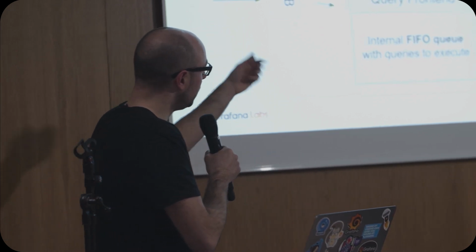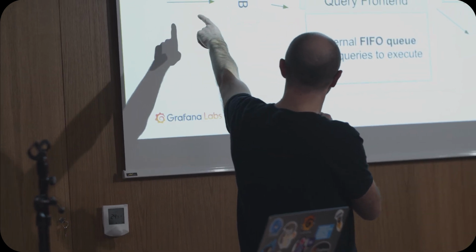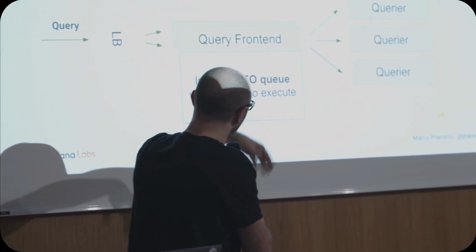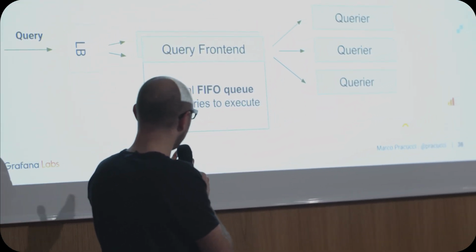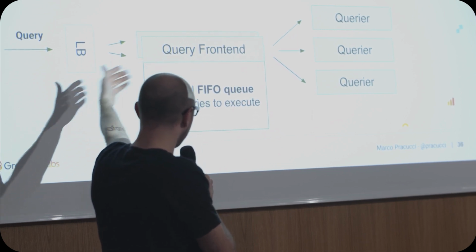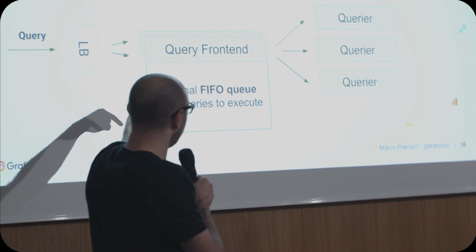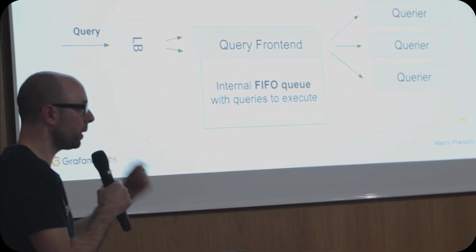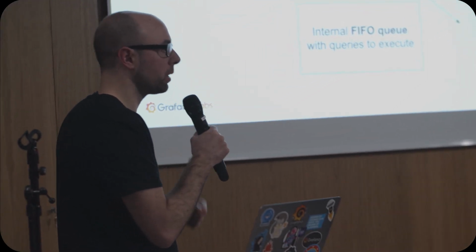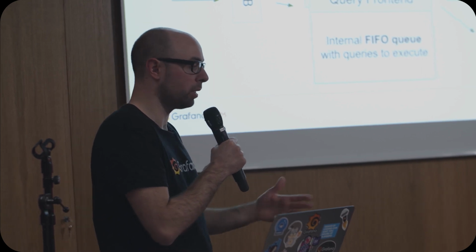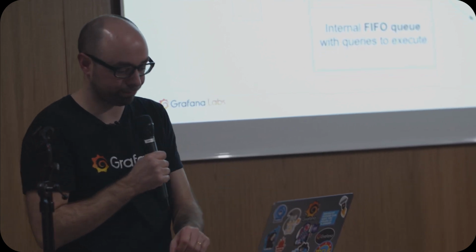The query frontend introduces a queue, an in-memory queue. When we send the query, the load balancer balances across multiple query frontends for high availability purposes, and the query frontend puts the received query into an internal queue, and then the querier, when it's idle, picks another query from the queue. In this way, we can better distribute the workload across the queriers.